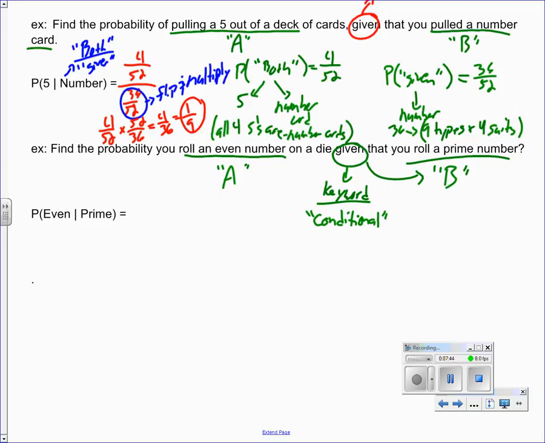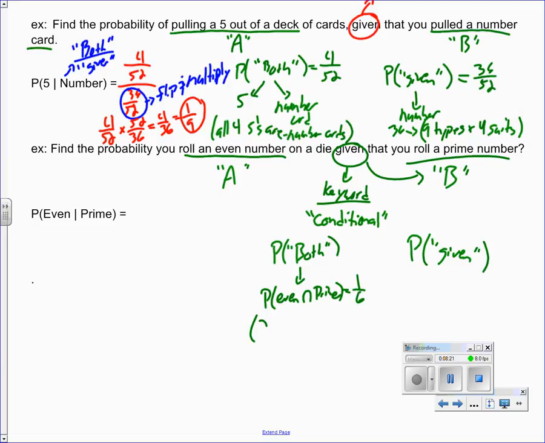So again, there's 2 probabilities we need to find. Probability for both and the probability of the given. So probability of both, right, this is something that's both even and prime, would be 1 out of 6. Right, and that 1 represents 2, because 2 is both even and prime at the same time.